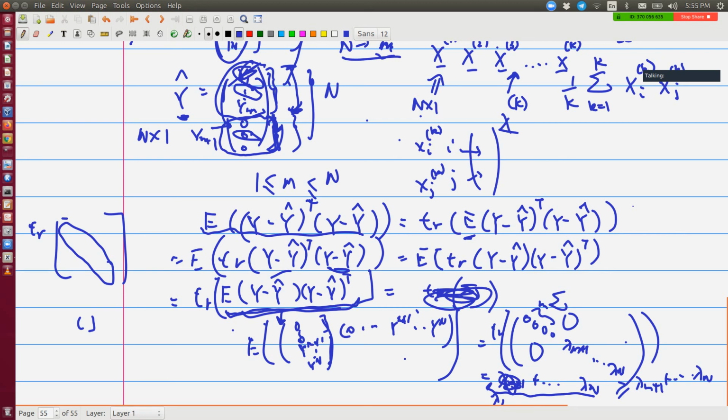The conclusion is that if we want to do a dimension reduction from n dimensions to m dimensions, then we should keep the components with the largest eigenvalues first, the m largest eigenvalues, and discard the rest. That will give you the smallest expected error. So we have a small error then.